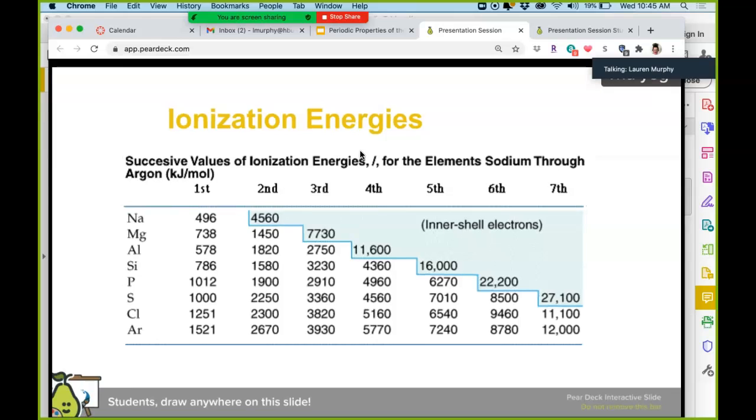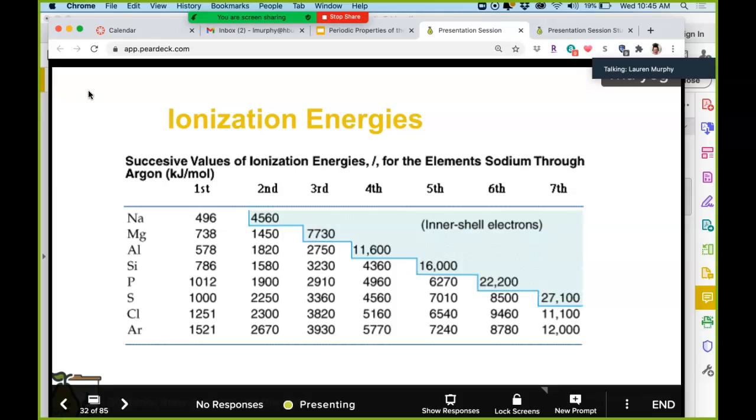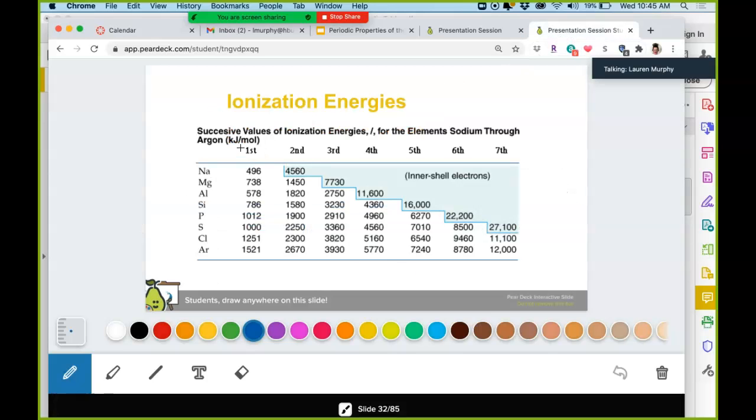Okay, so this is where I have to start skipping a few things. All right. So I skipped those 2 slides. We're going to go to here. Successive ionization energies are just ripping one electron off, then ripping another one, and then another one, and then another one, and then another one. They just call them successive ionization energies.